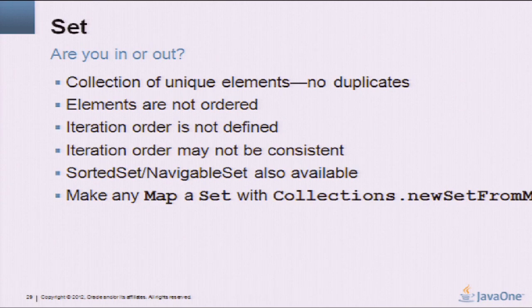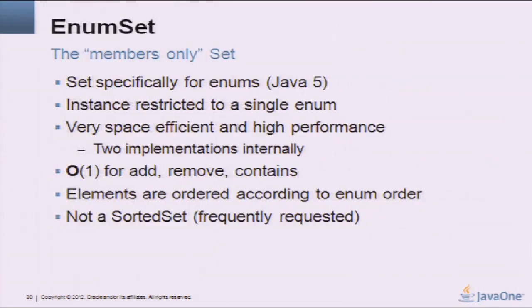There's not a complete universal congruence in that there's not a concurrent hash set, but there is a utility which allows you to make a set from any map type. So if you have some other map type, you can make a set out of it. Specialized sets, we have an enum set. We've already talked about EnumMap. This is very space efficient for just enumerations.